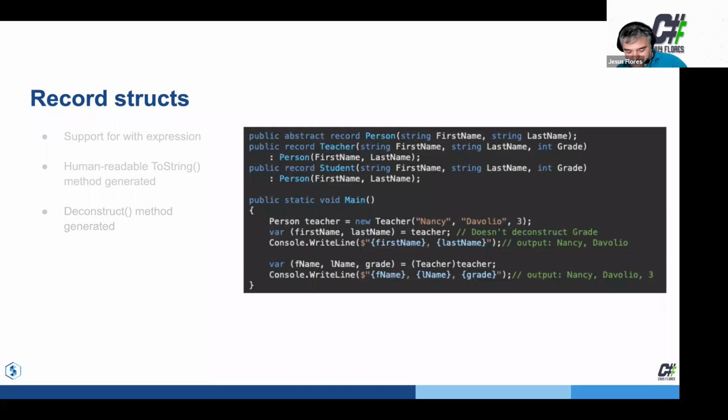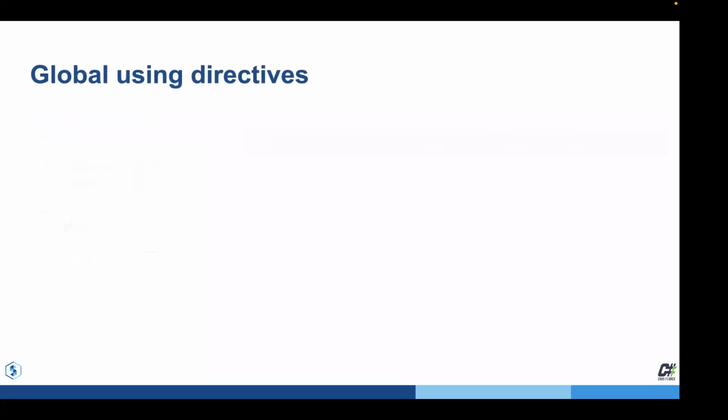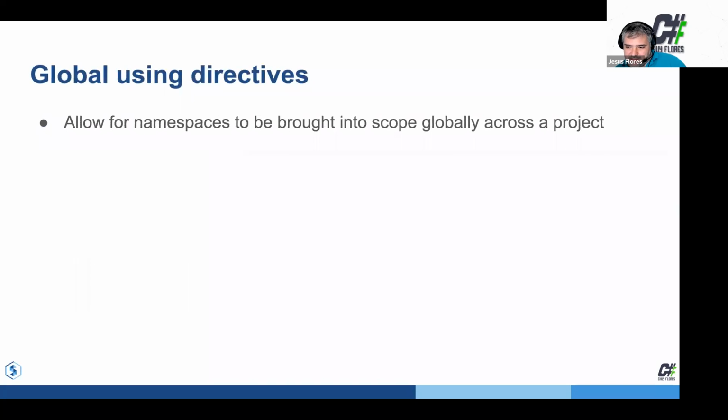Okay, so the next feature is global using directives. This is a nice one. This feature allows for namespaces to be brought into scope globally across the project. That means that, well, so far we are used to, for example, on each of the source files, having a using System. With global using directives, you can just define this global using System on one file, and it will be the same as if you are defining that using on each of your source files.